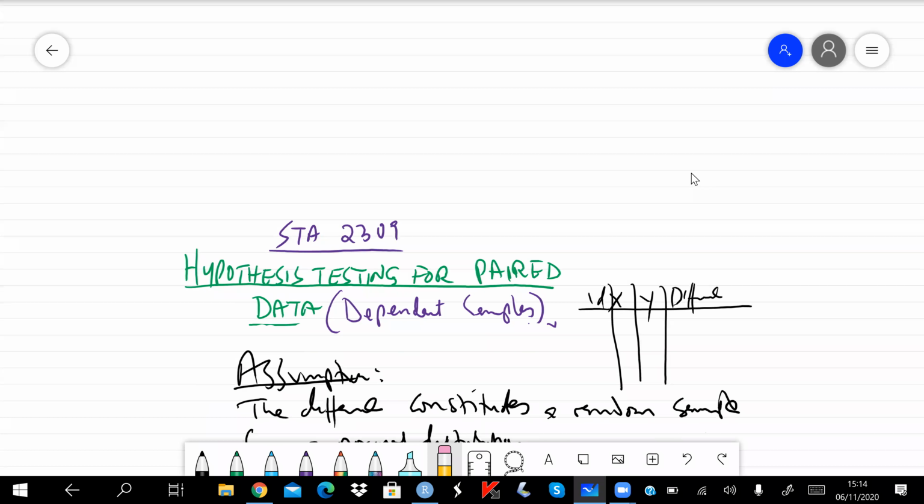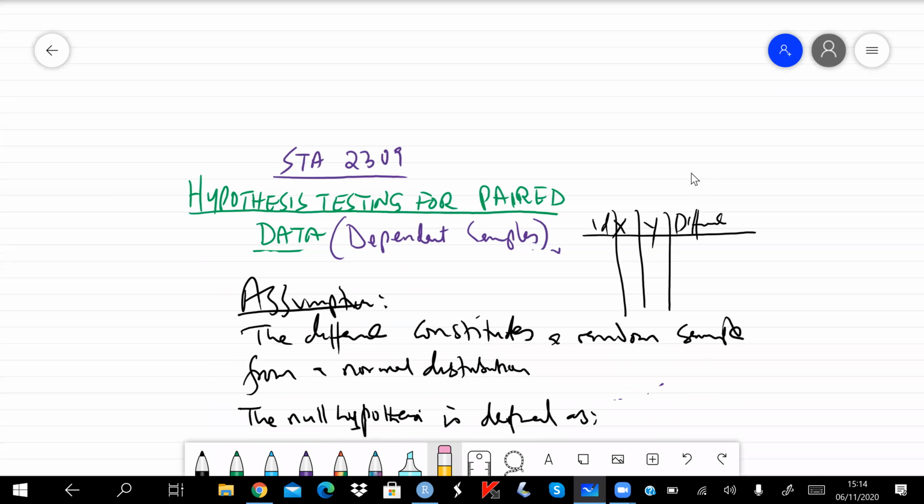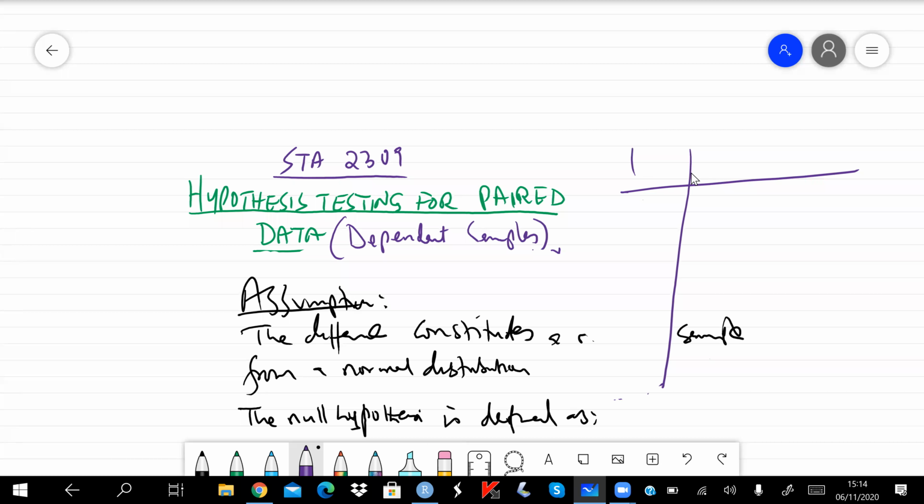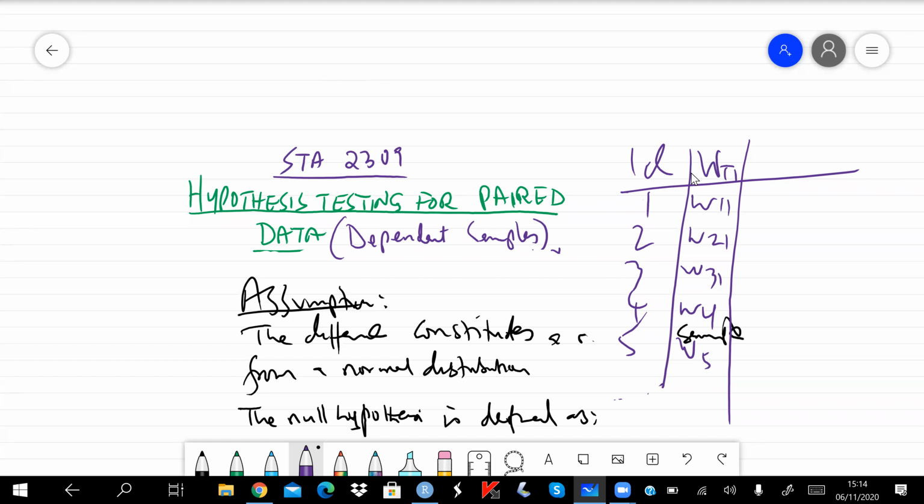So the assumption that we're going to make here is that the difference between the two samples constitutes a random sample from a normal population. As we illustrate here, let's say these are the individuals. You have, let's say, some 5 individuals. Then you measure their weight at some point T1. So you have the weights here, for the different individuals.